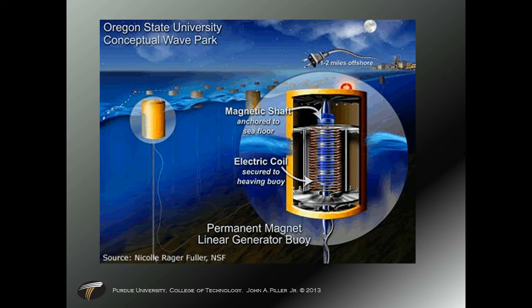It has a buoy that will have a magnetic shaft anchored to the seafloor. The buoy goes up and down, the magnet stays in one location, but as the buoy goes up and down, it has coils that cut through the magnetic field. It becomes a generator. All that electricity is channeled back to shore. They're estimating this to be able to be 1.2 miles offshore.